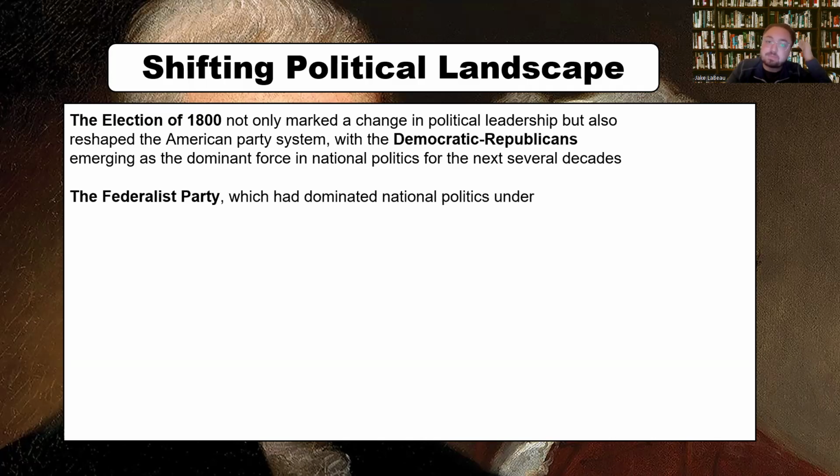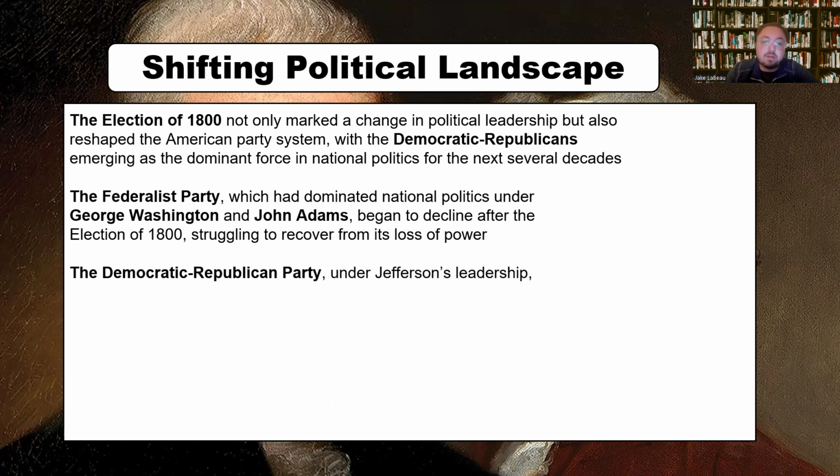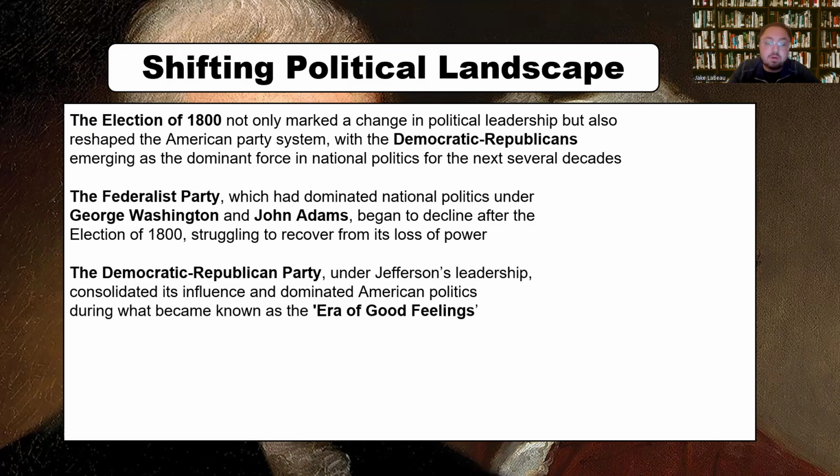All right, so the Federalist Party, which had dominated national politics under George Washington and John Adams. Remember, Washington's a Federalist, John Adams is a Federalist. They're going to begin to decline after the election in 1800, struggling to recover from their loss of power. The Democratic Republican Party under Jefferson's leadership is going to consolidate its influence, dominating American politics during what became known as the Era of Good Feeling. Everybody's feeling great. People are happy with the direction that the country is going. There's an absence of partisan conflict as the Federalists continued to decline and the Democratic Republicans enjoyed huge amounts of support. They were able to get lots of things done because of a weak Federalist Party that didn't have the sheer numbers to oppose them.